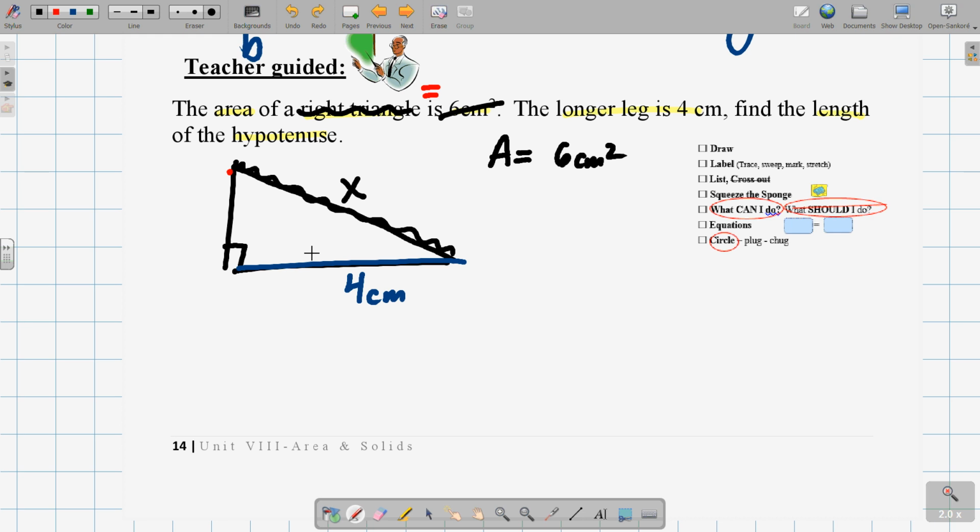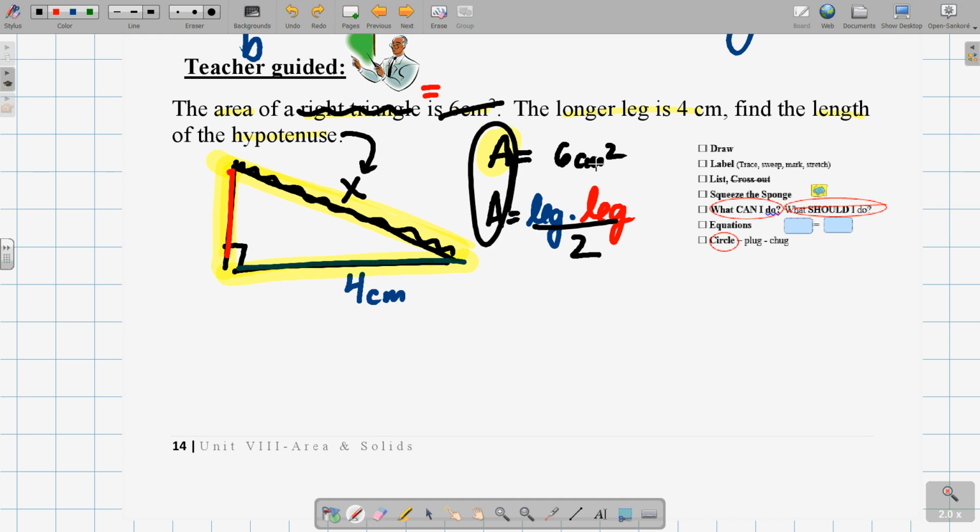Now, this would be so easy if we had 2 sides, need third side, but the problem is you don't even have 2 sides. You have to work with what you do have, which is the area. And the area equation is leg times the other leg over 2. Let's see if we can work with that. Notice the areas are the same. I'm going to plug this in over here.